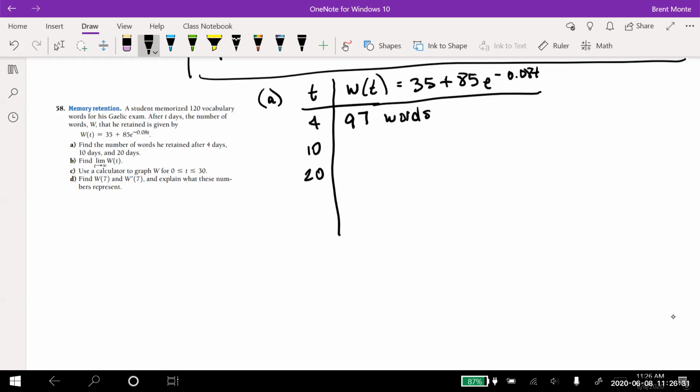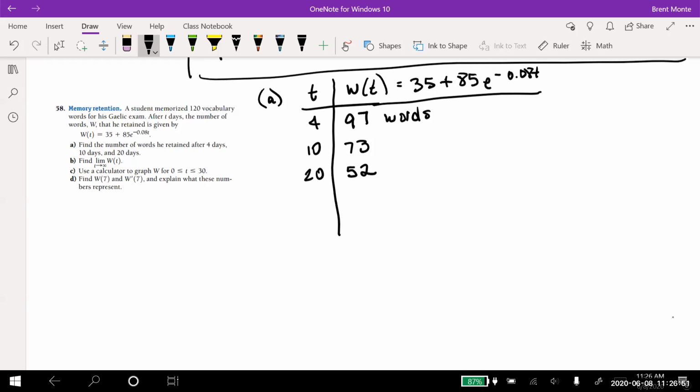And they're all going to be in words. If I do the same thing and I plug in a 10, now he's down to about 73 words. And if I plug in a 20, he's down to about 52 words. And this is where they talk about use it or lose it.